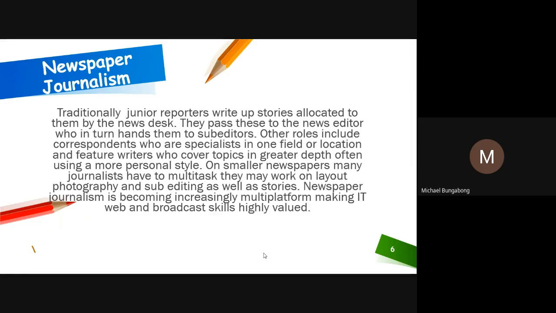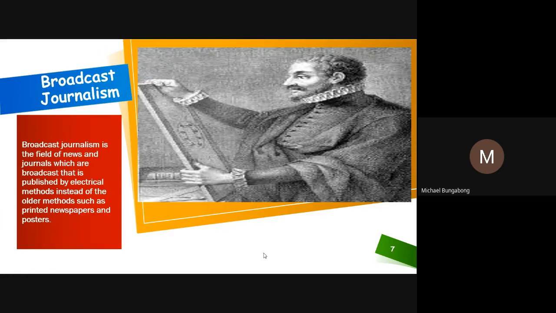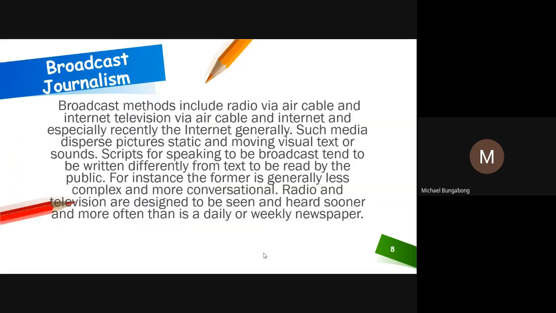And the lineup of the news, no? So next we have what we call broadcast journalists. Broadcast journalism is the field of news and journalism which is broadcast, that is, published by electronic methods instead of the older methods such as printed newspapers and posters. So, broadcast methods, class, include radio via air, cable, and internet, television via air, cable, and internet, and especially recently, the internet generally. So, we all know, class, this year is the boom of the internet.